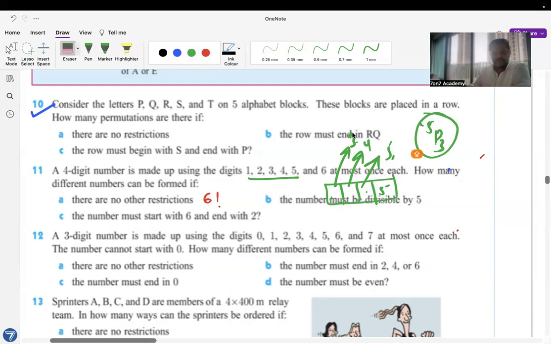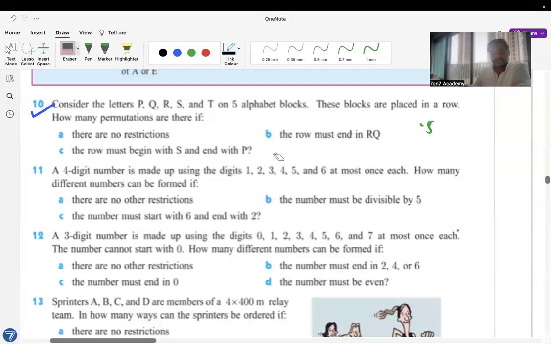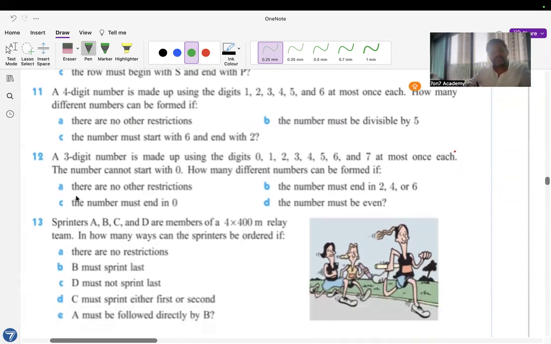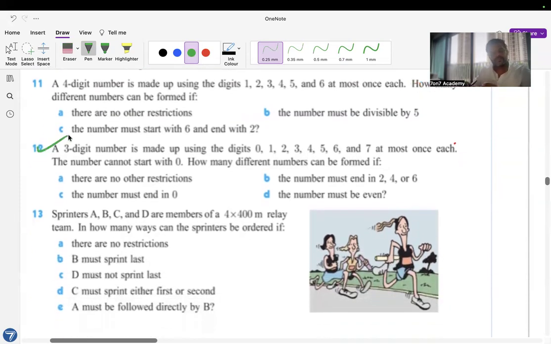Now the number must start with 6 and end with 2. So then 2 numbers, so it'll become 4P2. Perfect. Now this is done. Now this will increase a little as you go ahead.